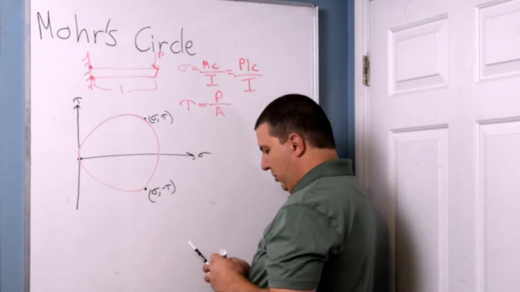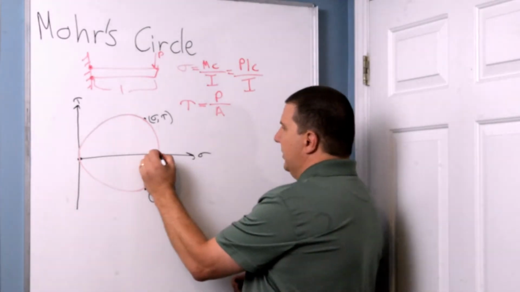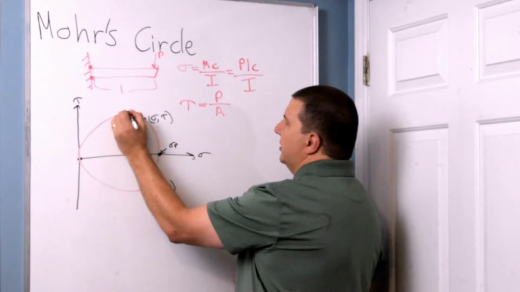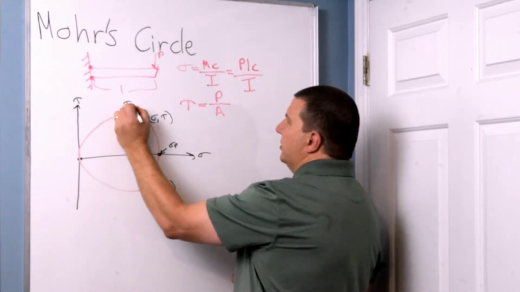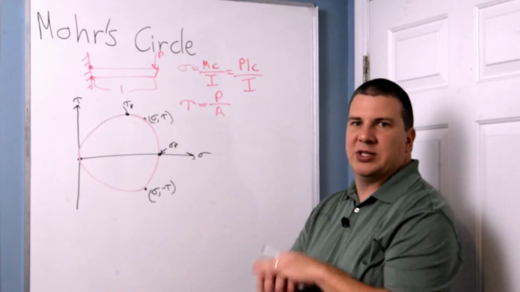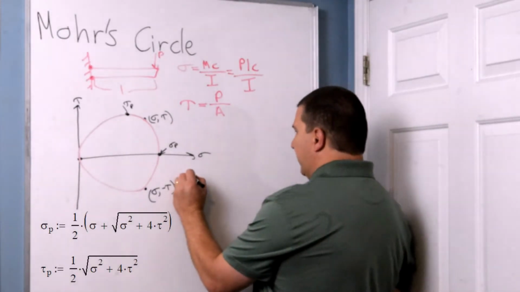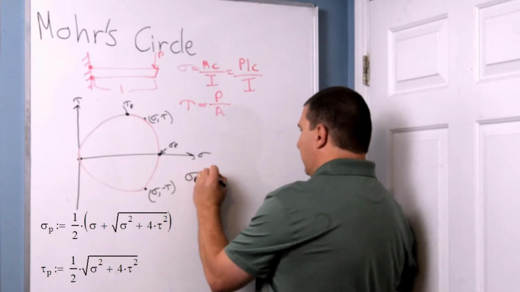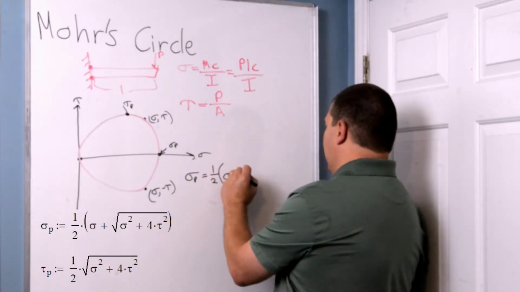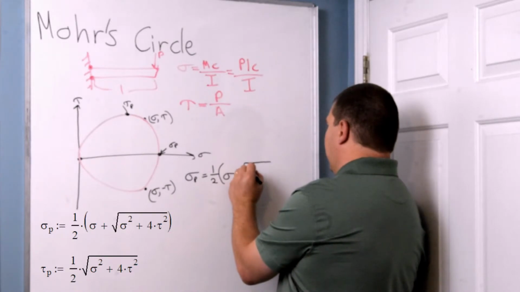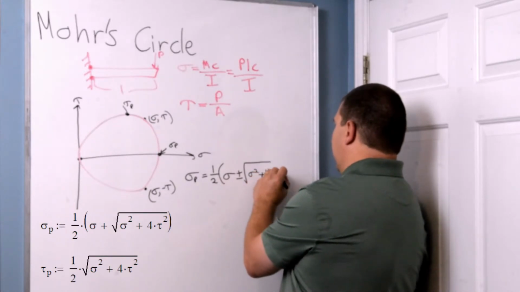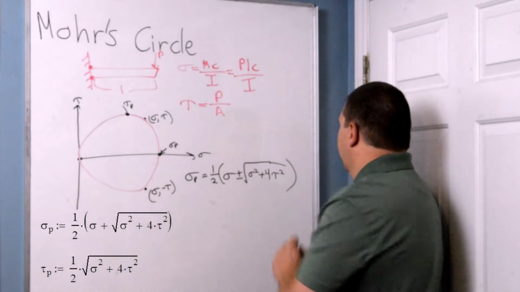Alright, so the points that we're really concerned with on this is this point right here, which I'm going to call the principal normal stress, and here, which is the principal shear stress. The way we calculate these two things is very simple, and it'll be the same for everything we do here. The first one will be the principal stress, and that's going to equal 1/2 times the normal stress plus or minus the square root of the normal stress squared plus 4 times the shear stress squared. And we got our closing brackets here.